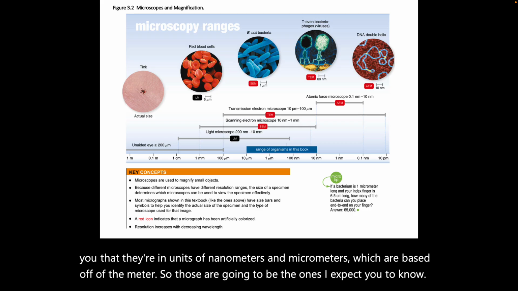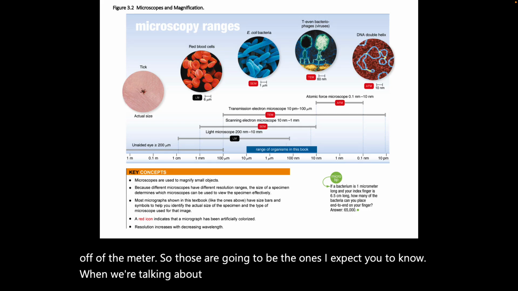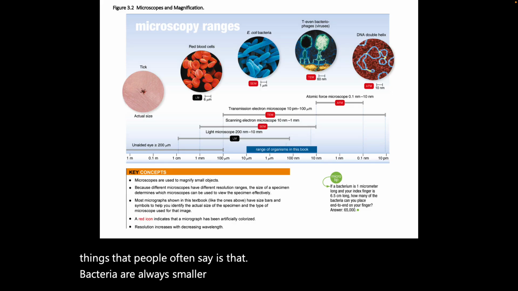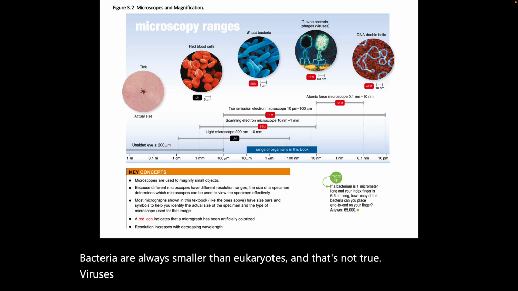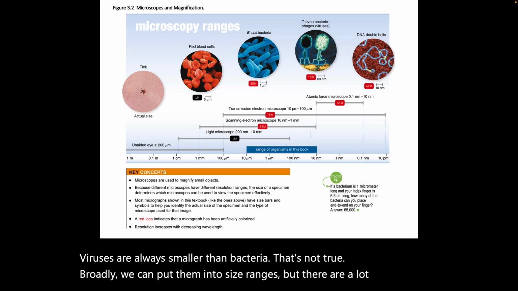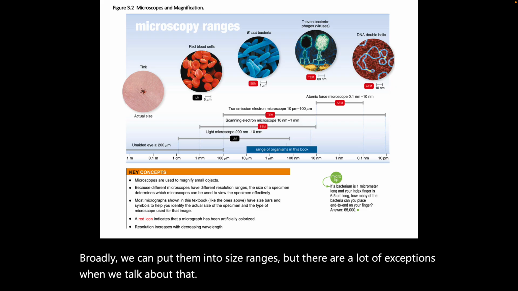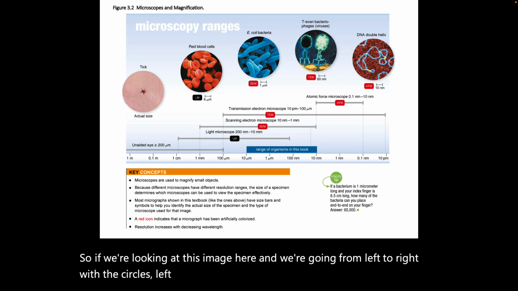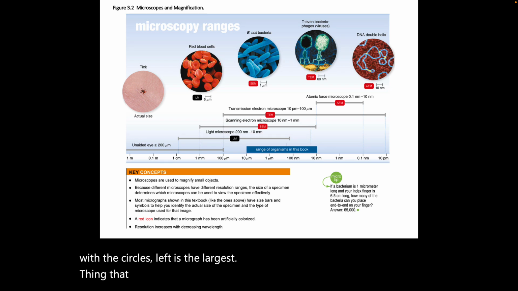Okay, so when we're talking about the sizes of different organisms, one of the things that people often say is that bacteria are always smaller than eukaryotes, and that's not true. Viruses are always smaller than bacteria. That's not true. Broadly, we can put them into size ranges, but there are a lot of exceptions. So if we're looking at this image here and we're going from left to right with the circles, left is the largest thing that we will look at in this set of images, and of course right is the smallest.